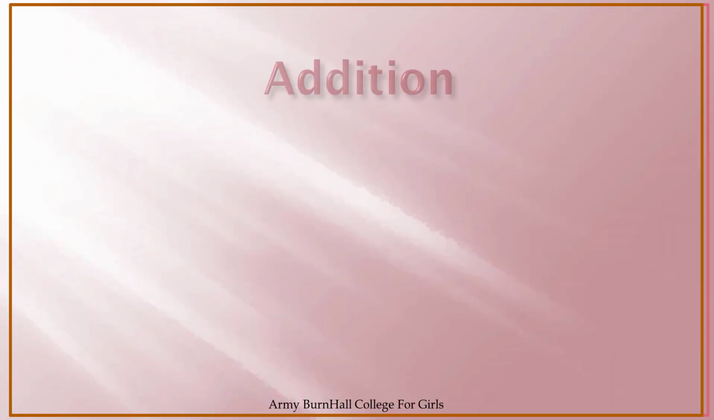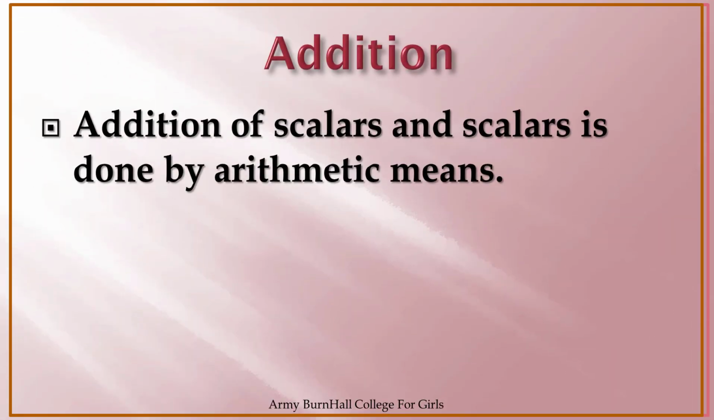Okay. As we know, addition of scalars and scalars is done by arithmetic means. Addition of scalar and scalar is very simple, just like adding the numbers 2 plus 3 is equal to 5. This is known as the arithmetic way of addition, but this addition cannot be done with vectors. Vectors cannot be added by simple arithmetic means.